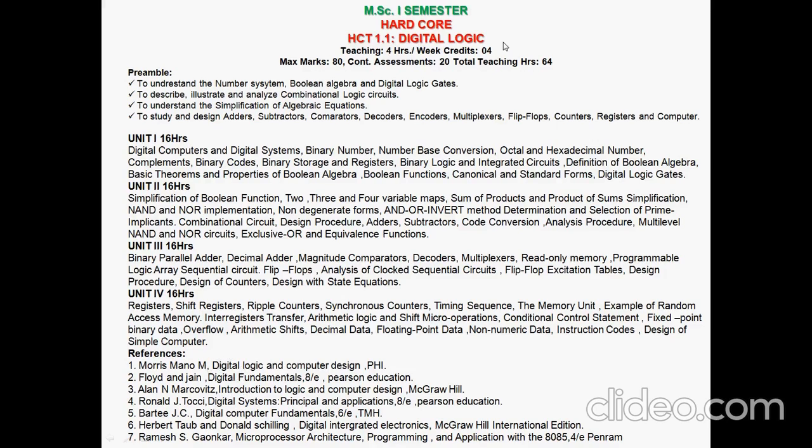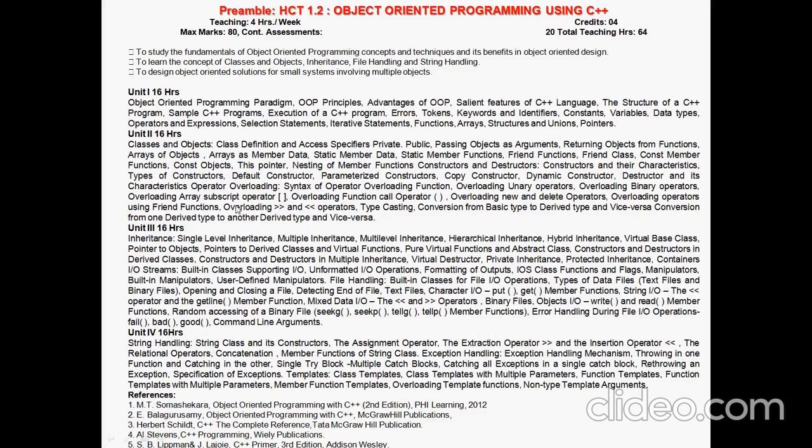Object oriented programming using C++. The first unit is all about an introduction to object oriented programming. The second unit is based on classes and objects. The third unit is on the inheritance concept, and the fourth unit is on string handling functions. These are some of the reference books for object oriented programming using C++.